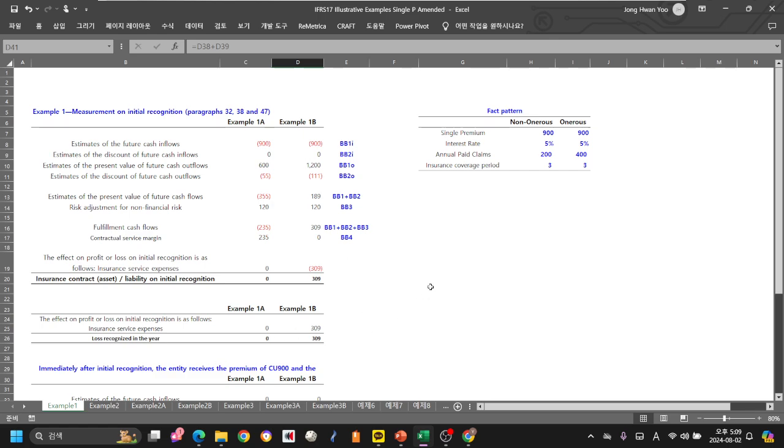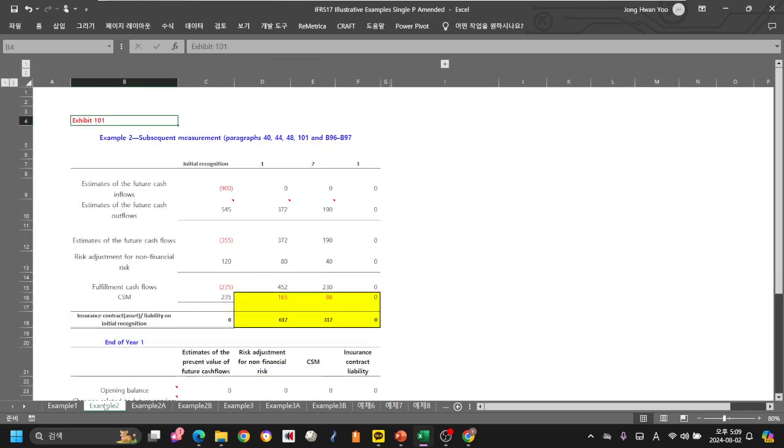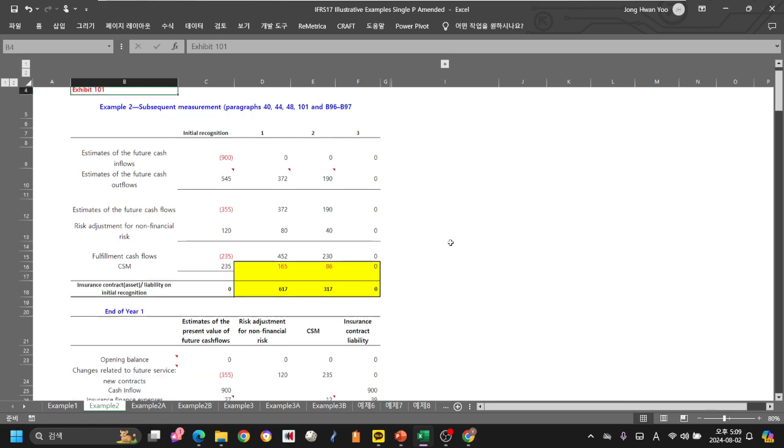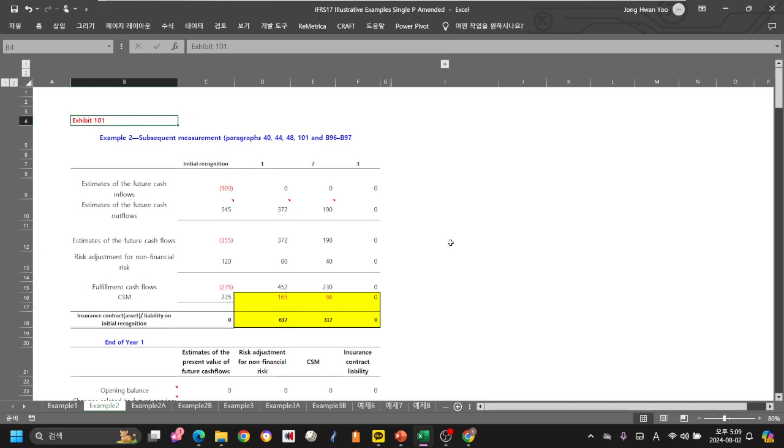And then another simple example is for the non-onerous group of contracts. So let's do the subsequent measurement. This one shows, first of all, Exhibit 101 in the disclosure. When it shows the example, the initial recognition measurement is the same as before. And at the end of year one, you have to measure again for the remaining 2 years, right?